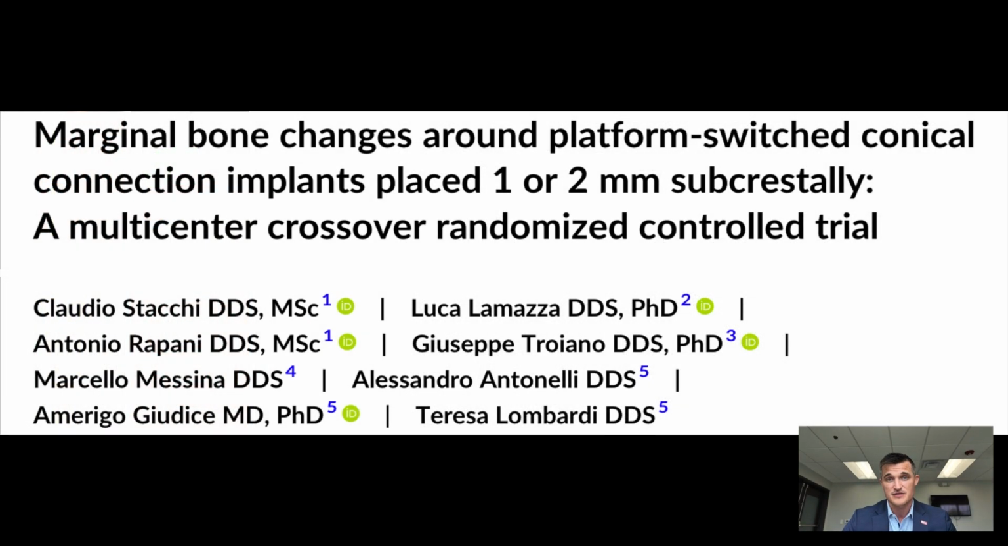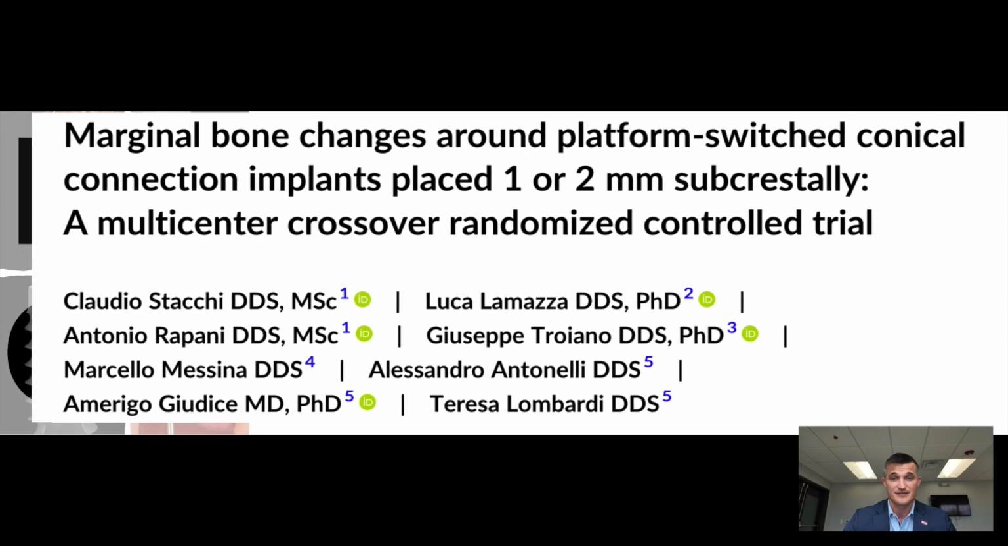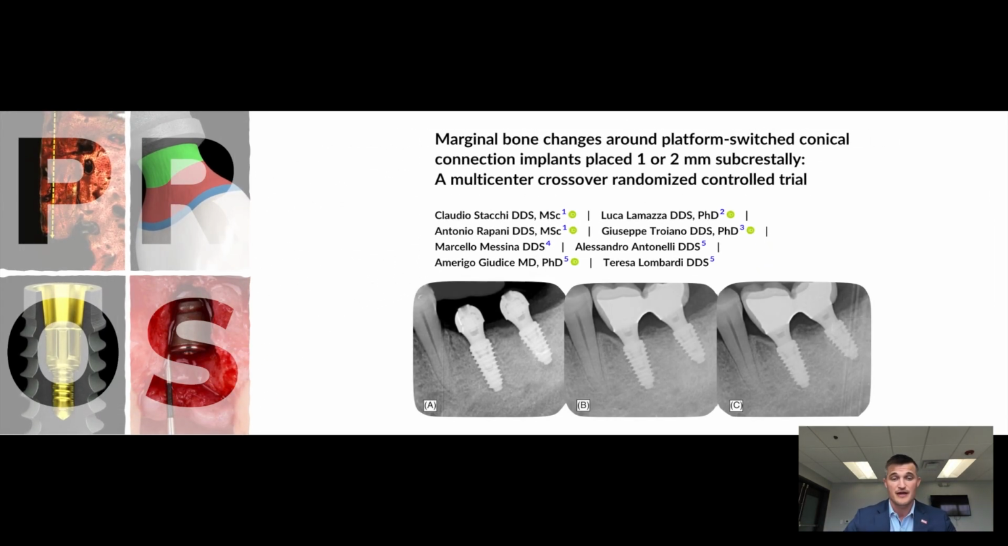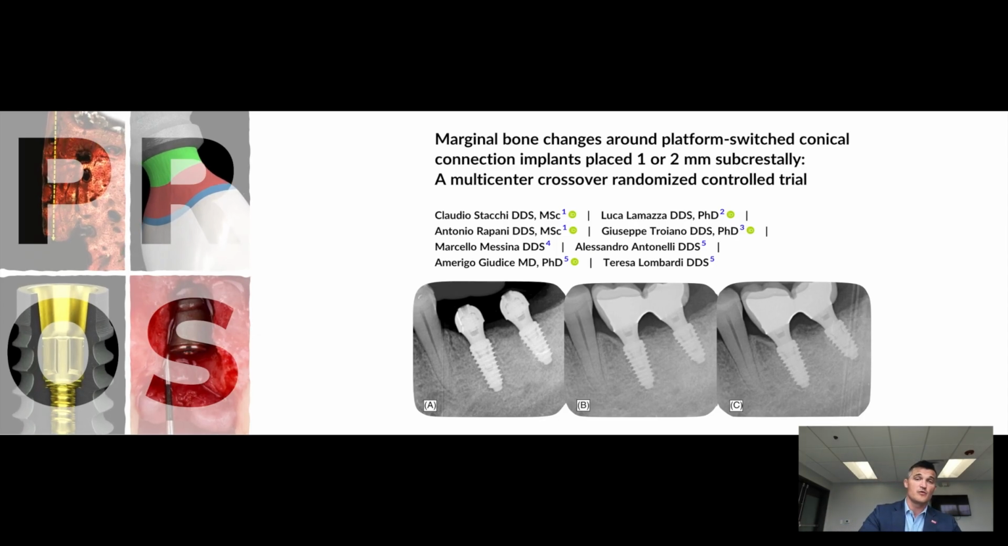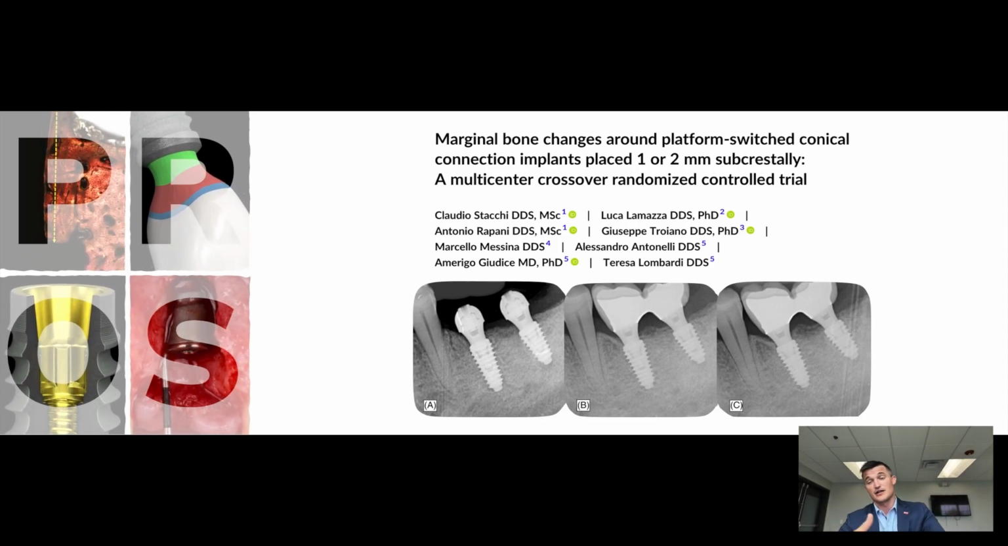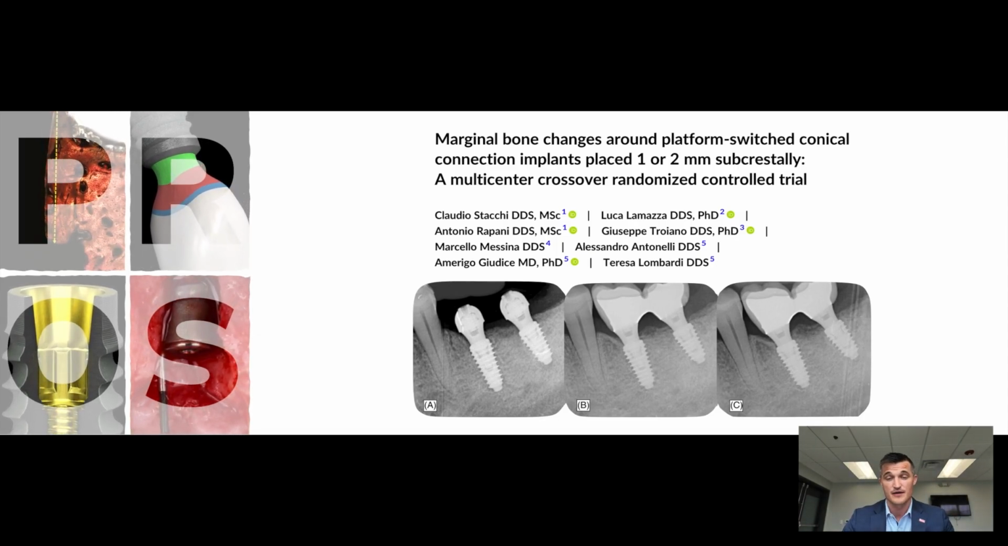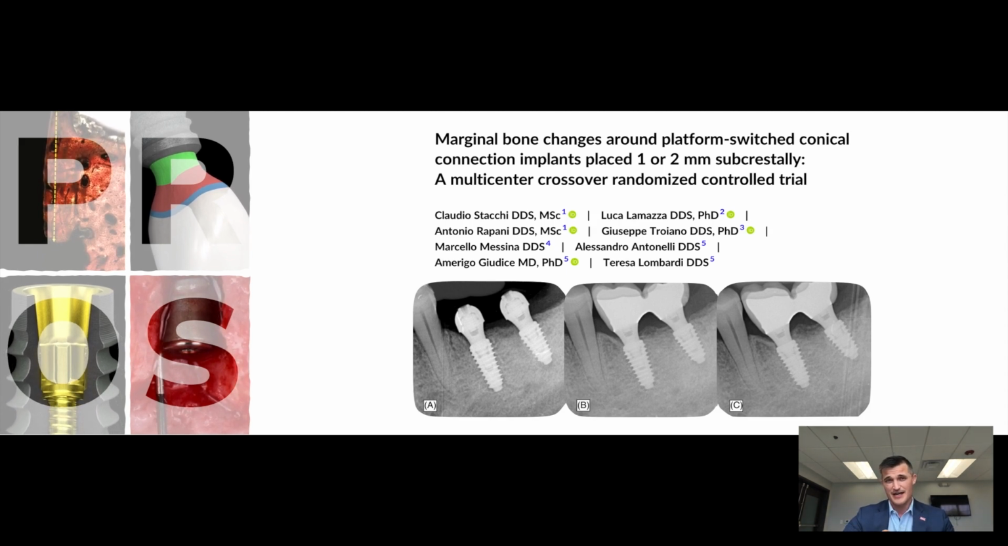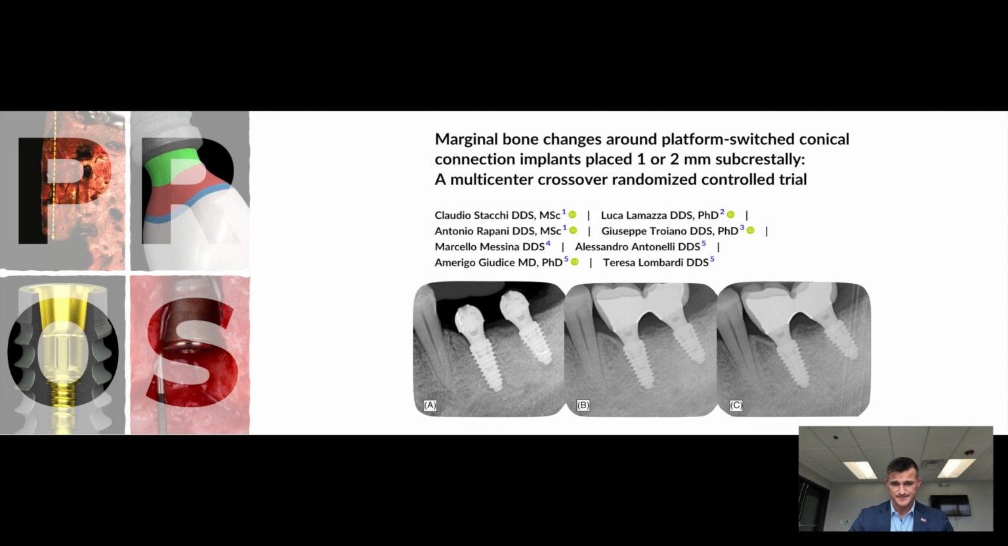And this is really shown in this randomized control trial by Stacky. What they did here, they followed the PROS concepts. They had platform switch conical connection implants placed with one abutment, one time concepts with long transmucosal abutments. And you can see here, they placed it either 1 or 2 millimeters subcrestal.